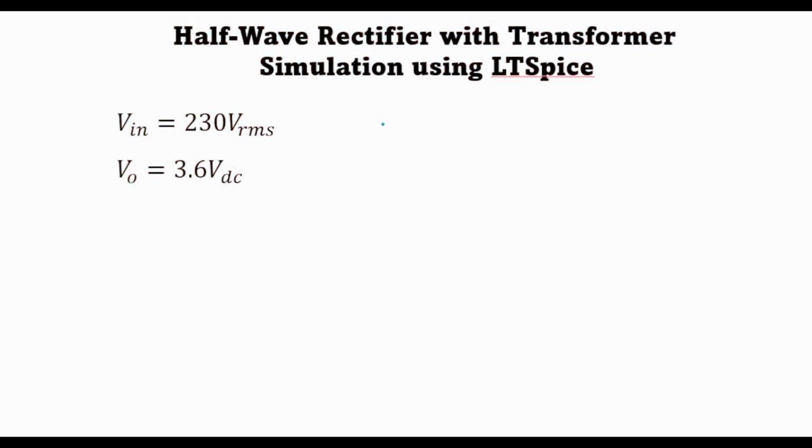In today's lecture, we'll be simulating a half-wave rectifier together with a transformer. We want an output DC voltage of 3.6 volts across the load, which we can model as a resistor. So this is 3.6 volts DC. Let's call this RL. And then we have here a mains voltage of 230 volts RMS, and we'll be using a half-wave rectifier. This half-wave rectifier will look like a diode and a capacitor.